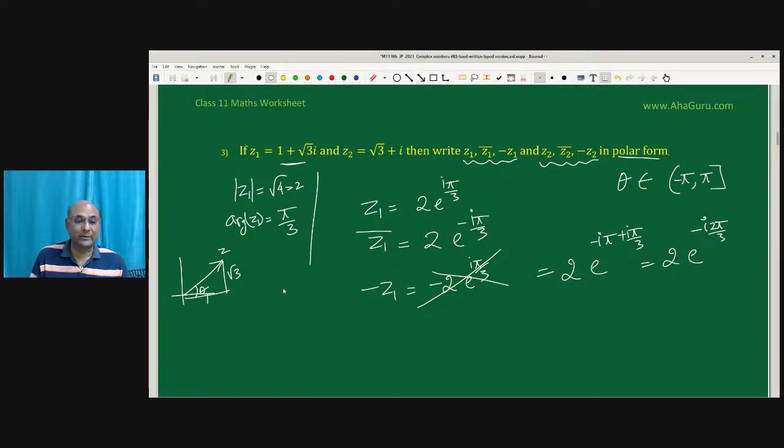The angle you're talking about is 2 pi by 3. You can see that very easily. This is Z. Minus Z has to have this angle. So this is the angle. R is positive. R has to be 2. So that is the value here. Similarly, you can do the same here.